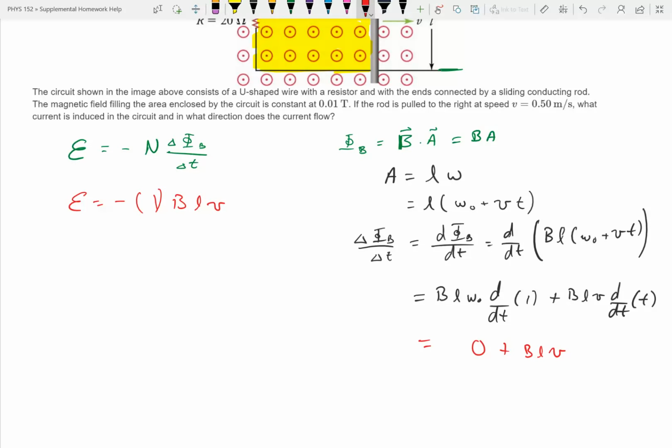So our EMF, what's the minus sign mean? The direction. It means we need to check the direction with Lenz's law. So we have the EMF. We can do the current because it asks for the current. What is the current? It is equal to the EMF over R, which equals BLV over R. And we can get the number for that. B is 0.01 Teslas.